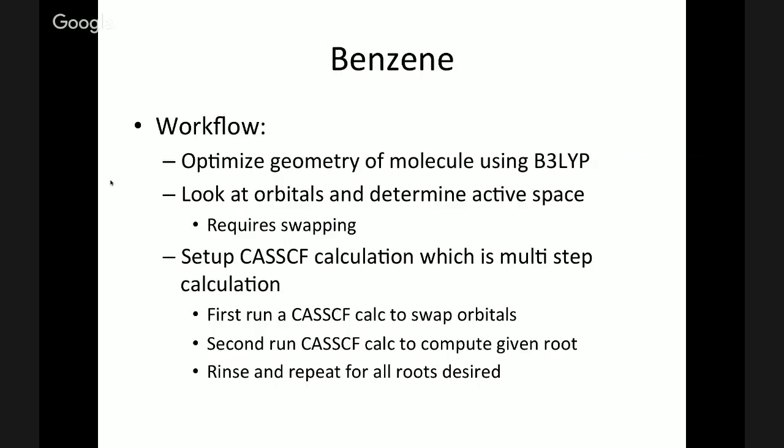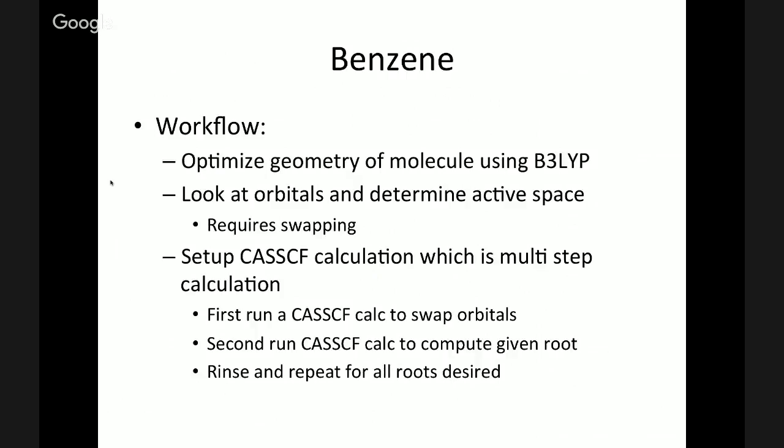The workflow to perform CASSCF calculations is as follows. First, we pick the molecule. Then you optimize the geometry of the molecule. In this case, we're going to use DFT. That's going to give us the optimized geometry as well as the starting wave function for our CAS calculation. So we need not only the geometry, but we need that checkpoint file. That's going to be the start of our CAS, and we're going to use that in our CAS calculations.